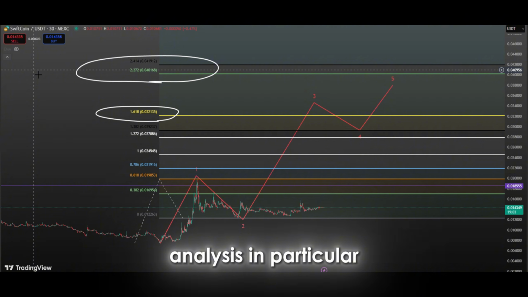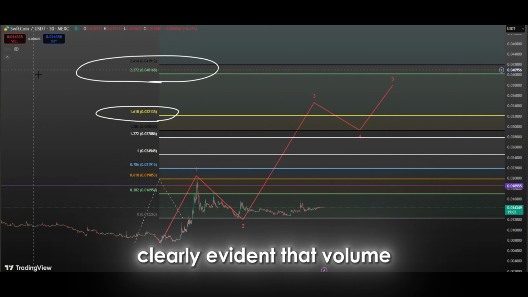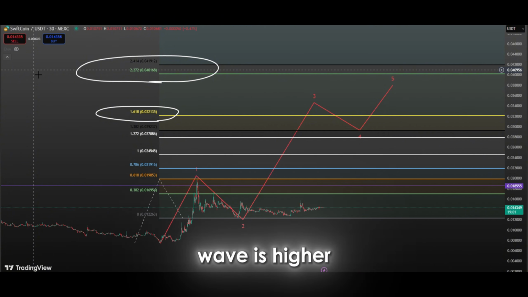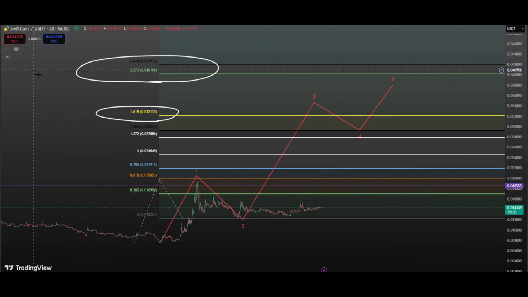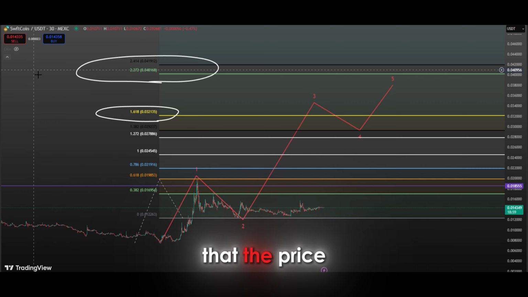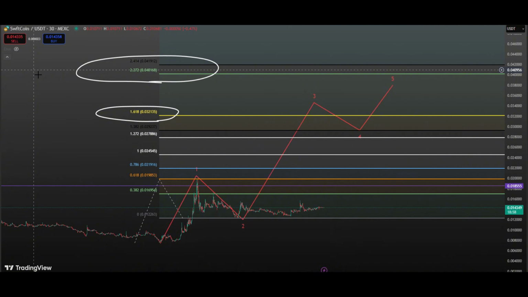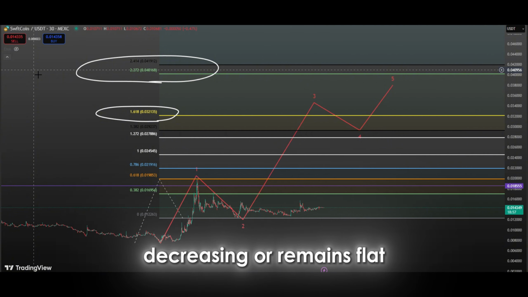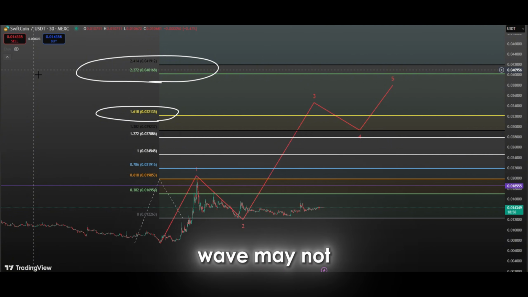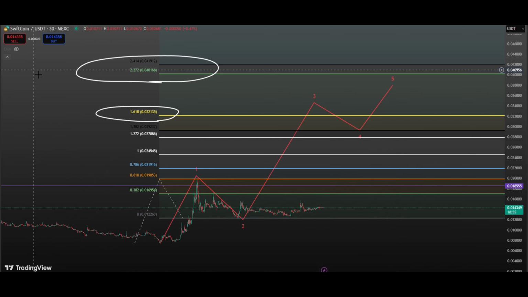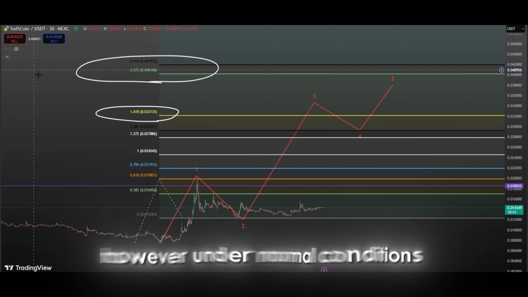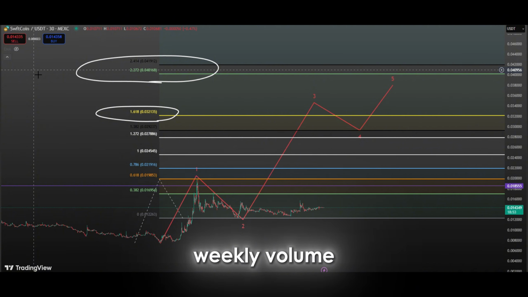Looking at volume analysis in particular, it should be clearly evident that volume during the third wave is higher compared to previous waves. Increasing volume confirms that the price movement is healthy and strong. If volume is decreasing or remains flat, there's a risk that the third wave may not reach the expected strength. However, under normal conditions, meaningful increases in both daily and weekly volume are expected during the third wave.